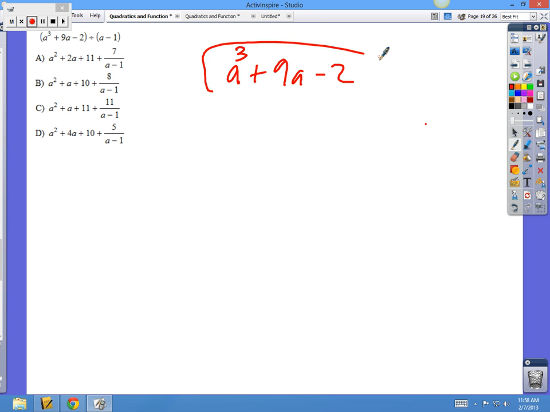Okay, a cubed plus 9a minus 2 divided by a minus 1. So your first term is going to be an a squared, because a squared times a is a cubed. But now I got to do a squared times minus 1, that's minus a squared. Subtract them. That goes to minus, that goes to plus. These two cubes cancel. And you cannot combine a's with a squared, so you're just going to have an a squared and a 9a.